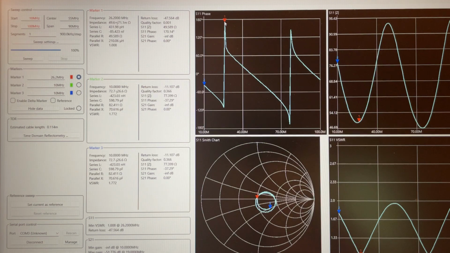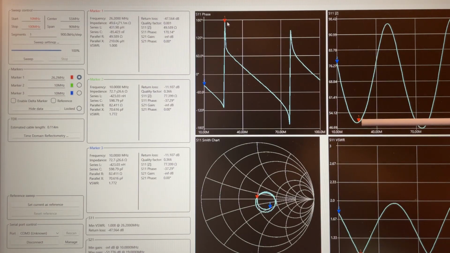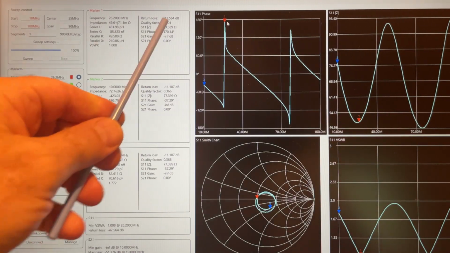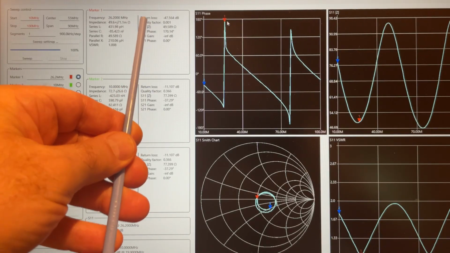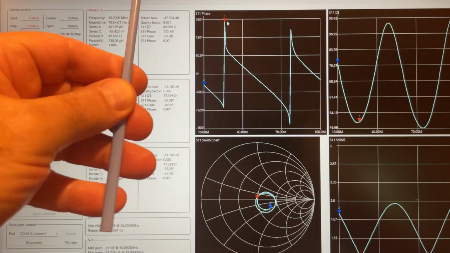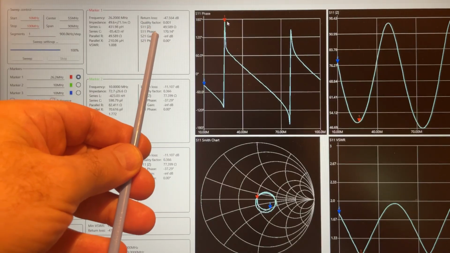Okay, so let's take a look at how that is. Okay, so here I am. I'm looking at, again, S11, the phase. And then here's S11 Z, the impedance, which is this marker here. And if I read off of this table, my impedance is 49.6 ohms rounded off. So very, very close to 50.